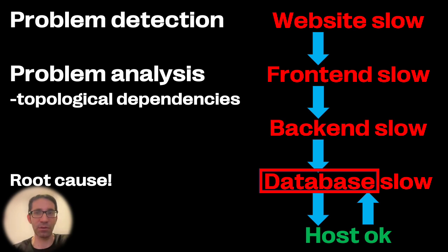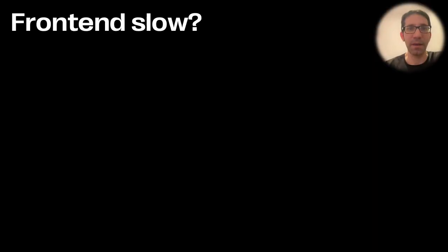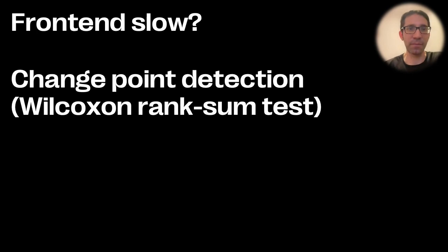So again, this looks fairly simple, but it only is if you've solved already two problems. One is this topology problem, but the other thing is, what does it actually mean something is slow, and how do we figure that out? Let's have a look at an example again here. Let's say, okay, the front end is slow. What does that mean? We figured it out via so-called change point detection.